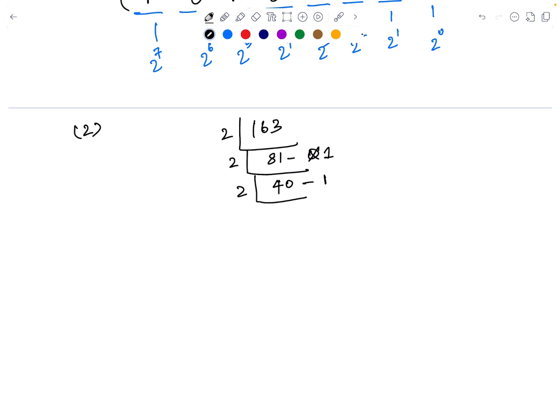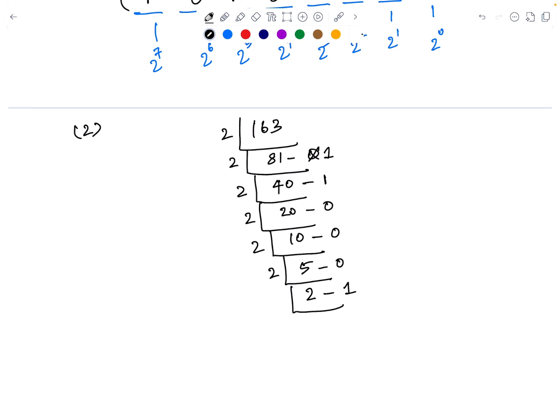And then 40 divided by 2 is 20, remainder 0. Then 10, remainder 0. And then 5, remainder 0. When 5 is divided by 2, we have 2, and there is a remainder 1. When you do 2 divided by 2, this is 1, remainder 0, and then 1, remainder 1.